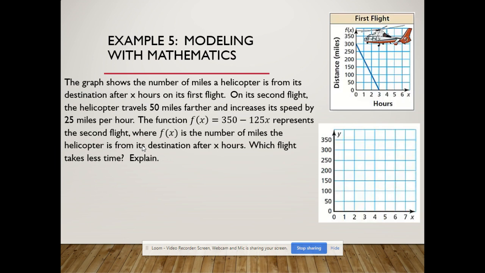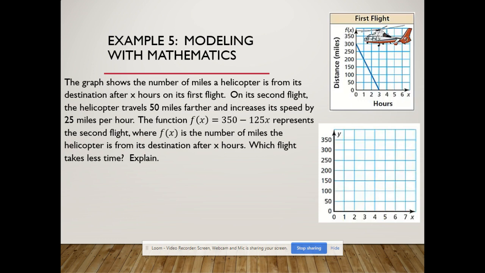All right, now modeling with mathematics. The graph shows the number of miles a helicopter is from its destination x hours after flight. So to make this clear, let's just look at it. We can see that at 0 hours into the flight, they were 300 miles away. After 1 hour into the flight, they were then 200 miles away. And that's just how we quickly read the first flight's graph.